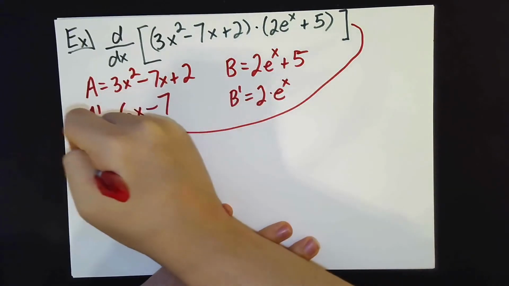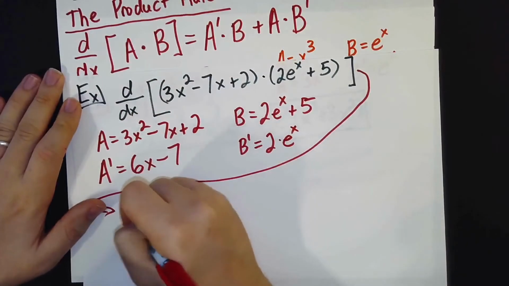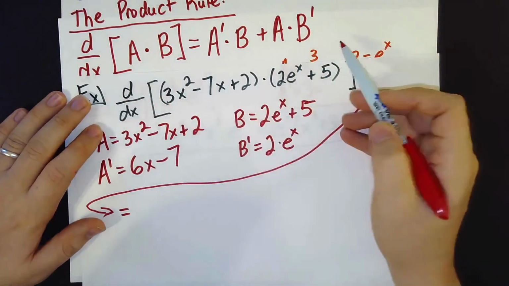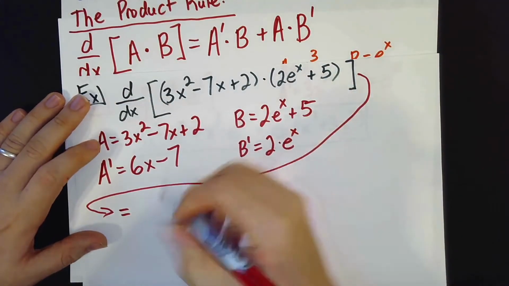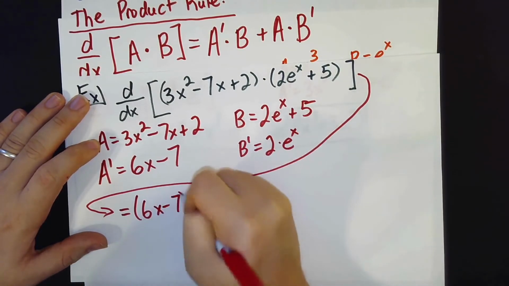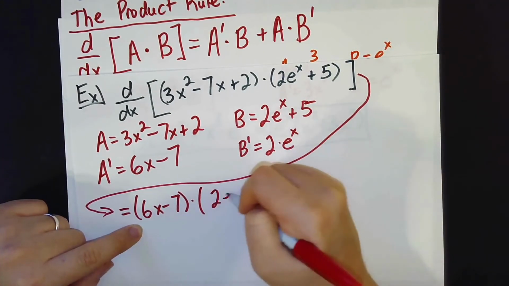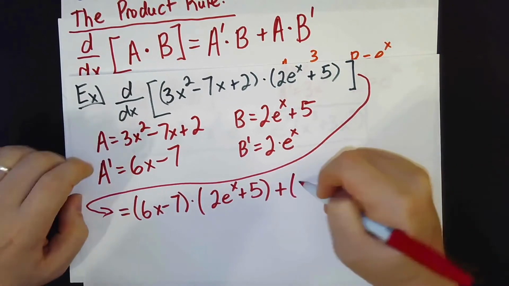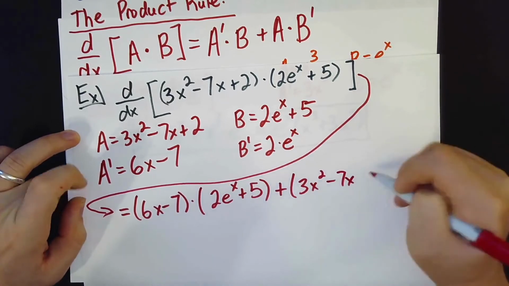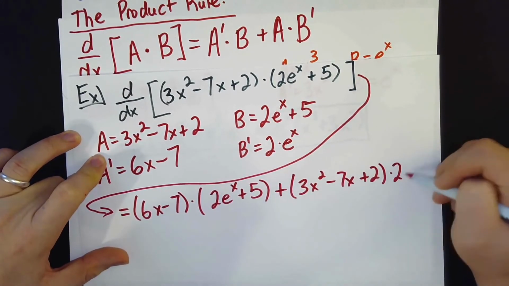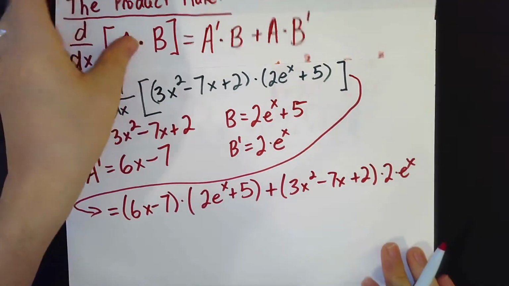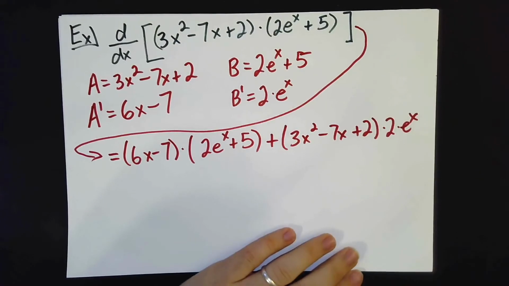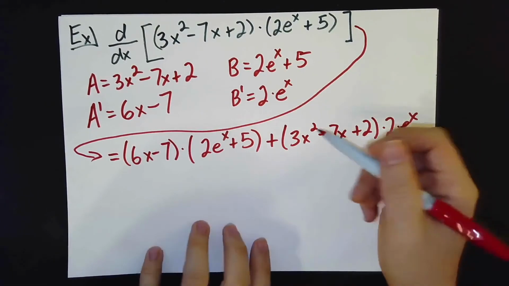And now we're ready to apply the product rule. And so, following this little recipe that we have up here, we'll get that this is 6x minus 7 times 2e to the x plus 5, plus 3x squared minus 7x plus 2 times 2 times e to the x. And now all I have to do is simplify this. Now to simplify this, I really should multiply it out.